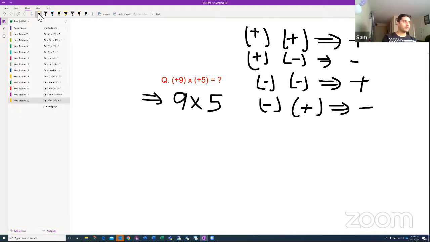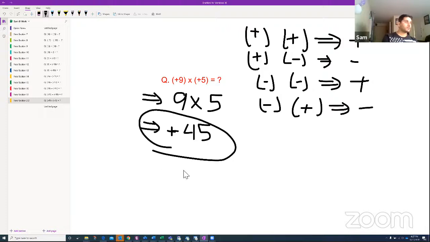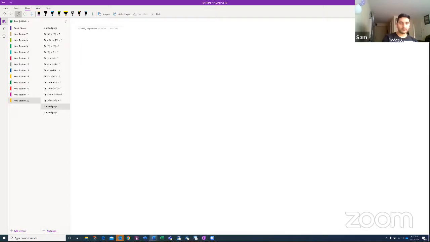So we're multiplying these two positive numbers. I mean, our answer is going to be positive. Yes, this can be written as 9 times 5. And so this is going to be positive. 9 times 5 is going to be 45. Okay. So 45 is the right answer for this one. Let's do a similar and simple one as well.